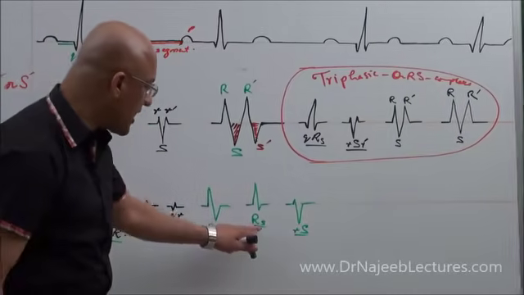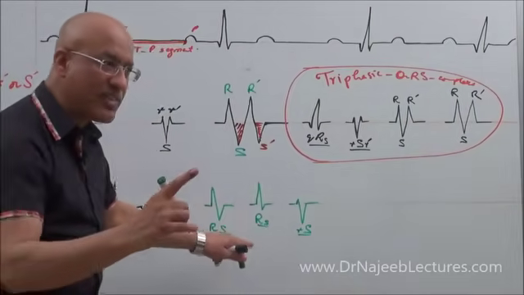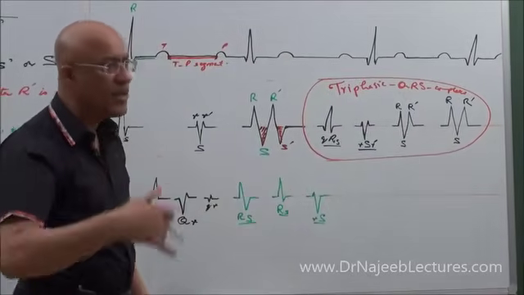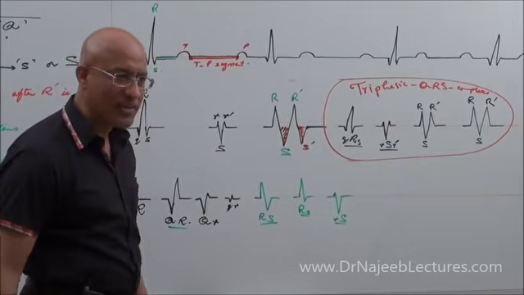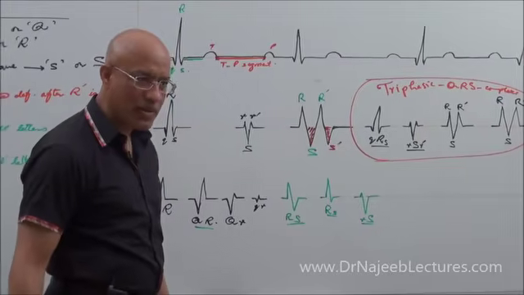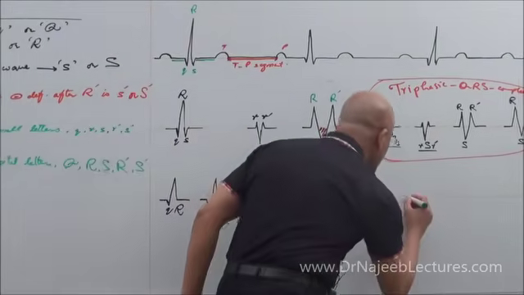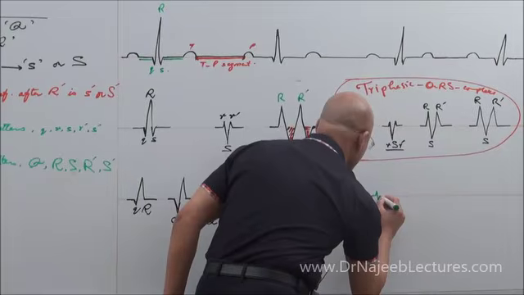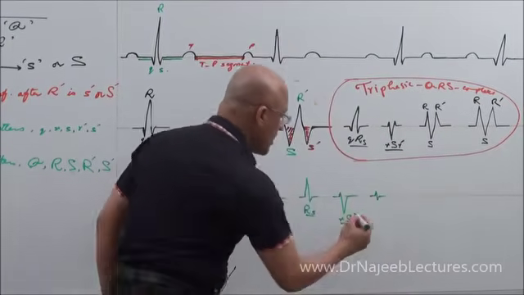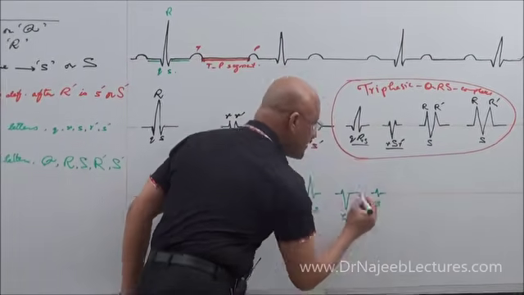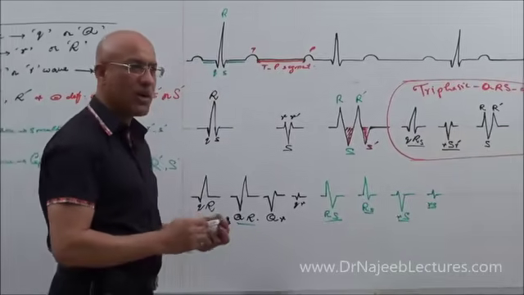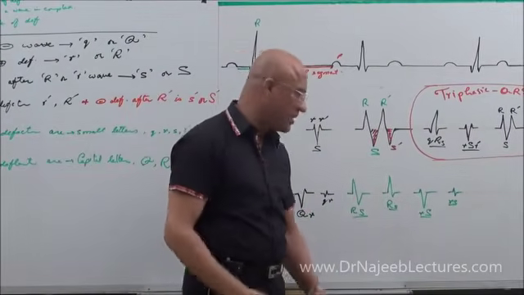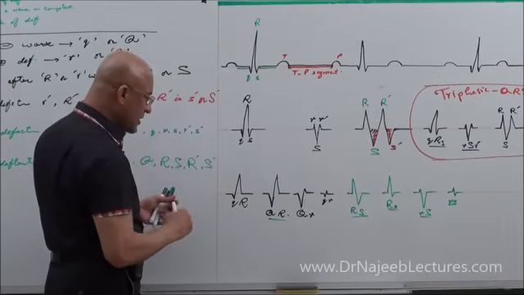Now both of them are RS. But when you designate which one is small and large, then you can differentiate these complexes even by hearing on the telephone from another doctor. Is that right? Yes. And what is this one? Small r and small s. There is a small positive deflection followed by one negative deflection. Is that right?